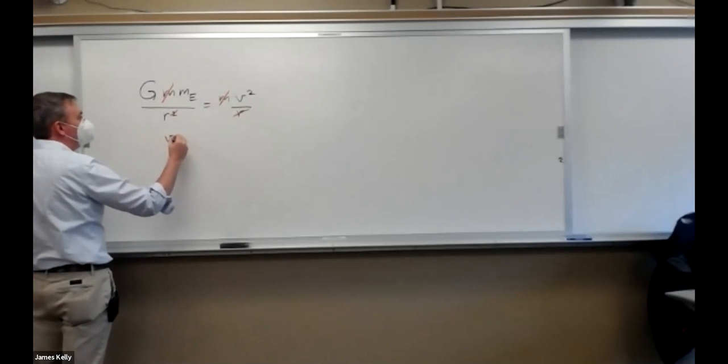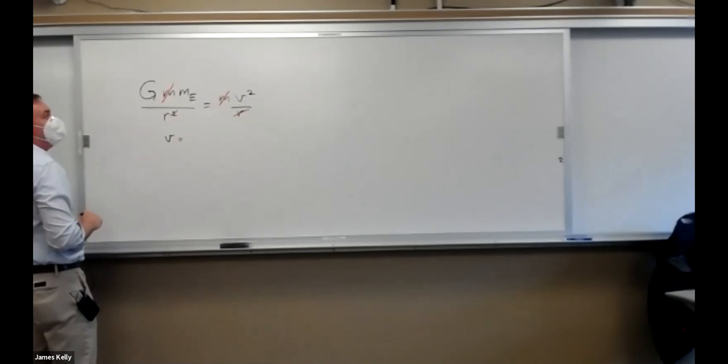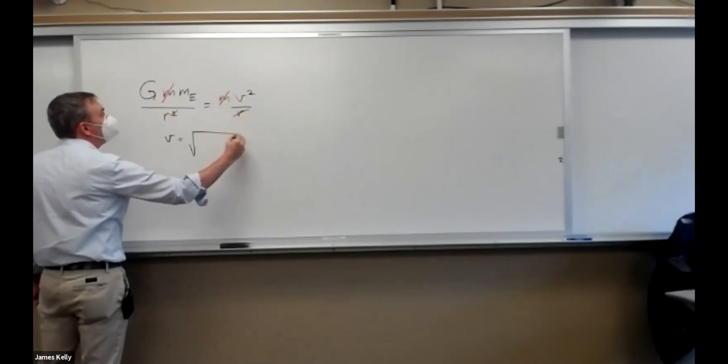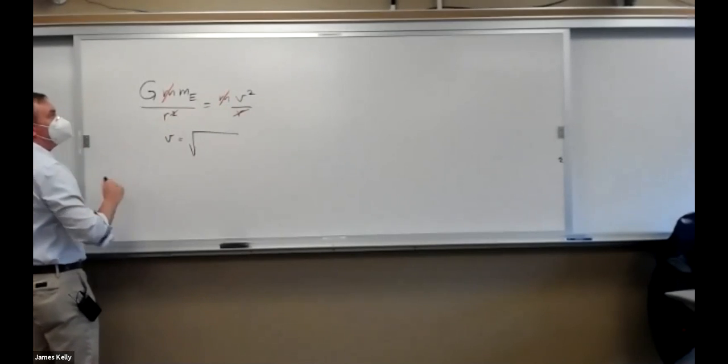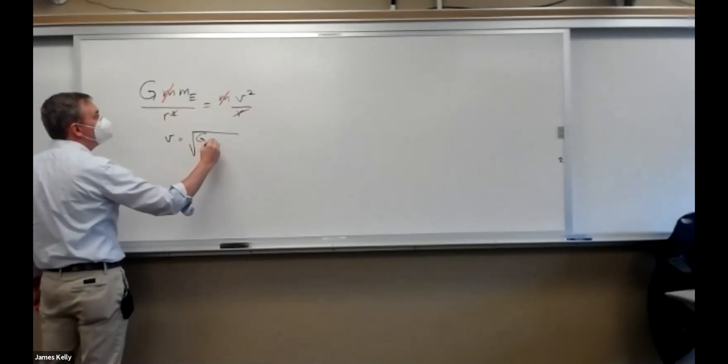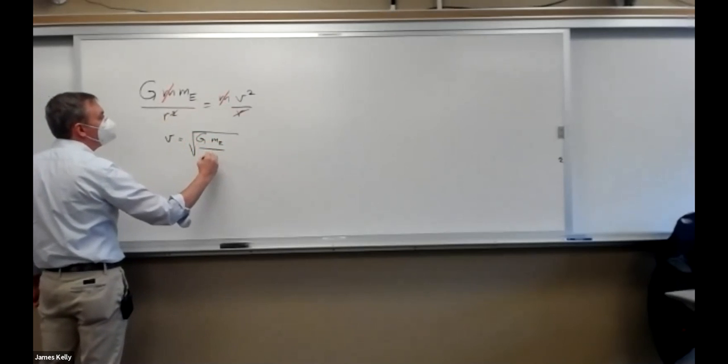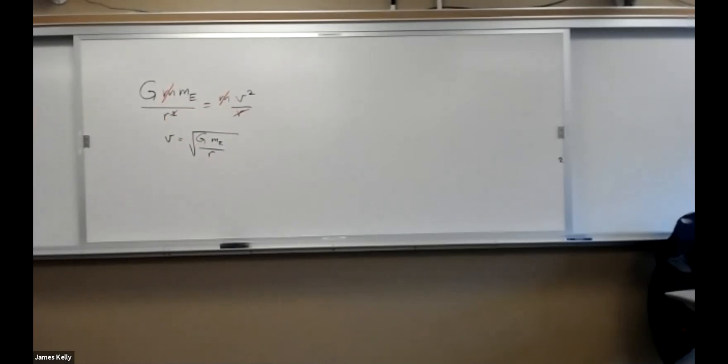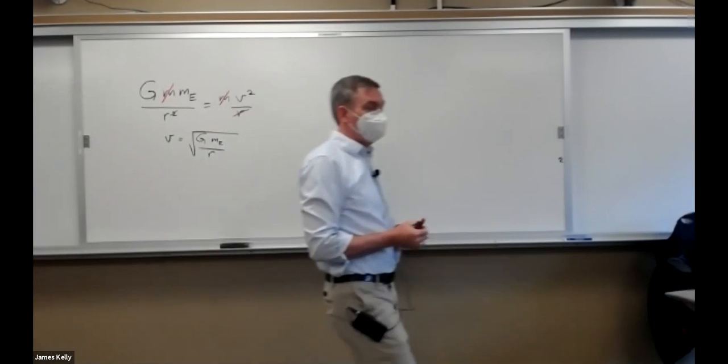But here's a formula that we could write. V is equal to the square root, if I just take the square root of both sides, of GM_E over R. So I plug in capital G, that's 6.67 times 10 to the minus 11 in SI units, look up my mass of the Earth, put in the R that was given.